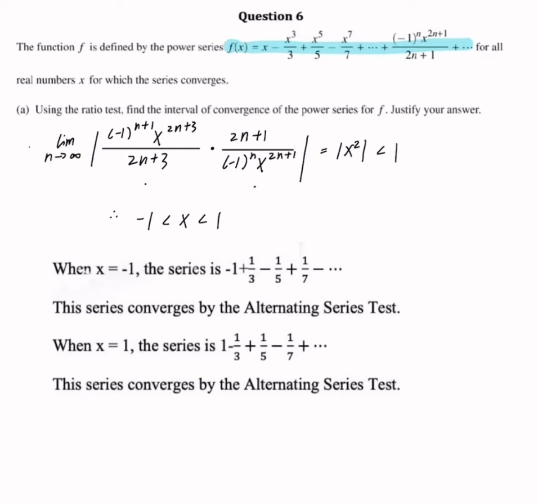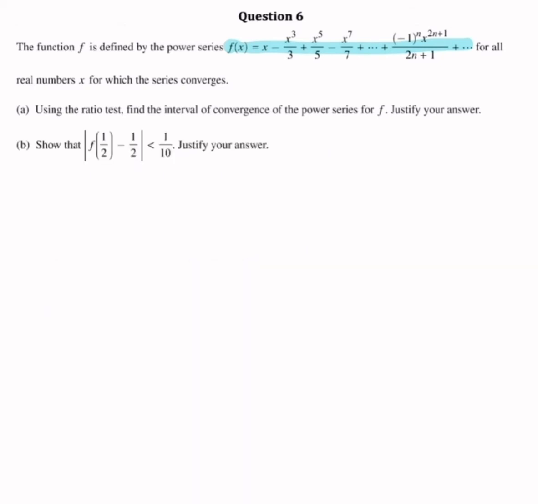Therefore, the interval of convergence is -1 ≤ x ≤ 1. For question B, we're asked to find the error. So we set up the equation, and we get 1/24. This is less than 1/10.